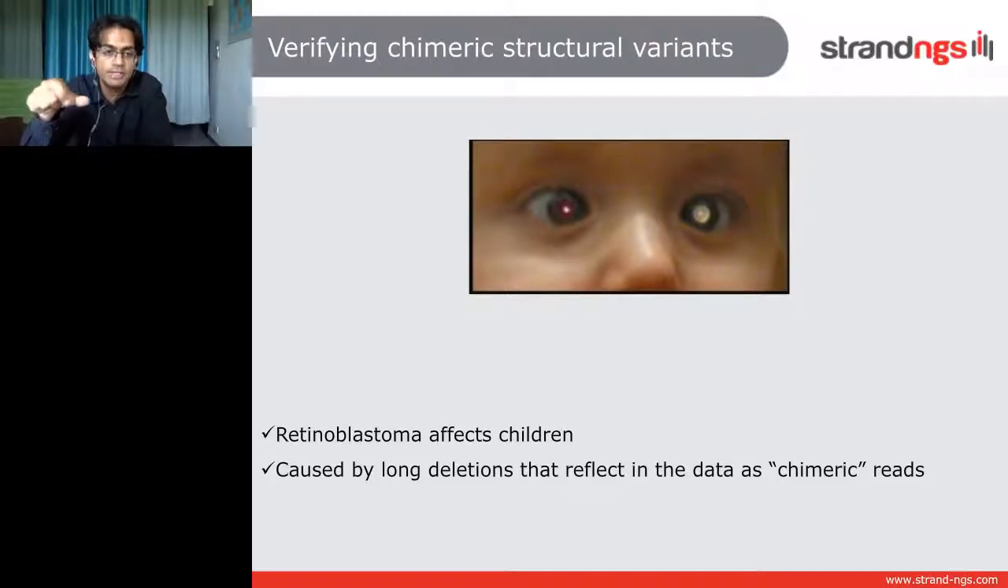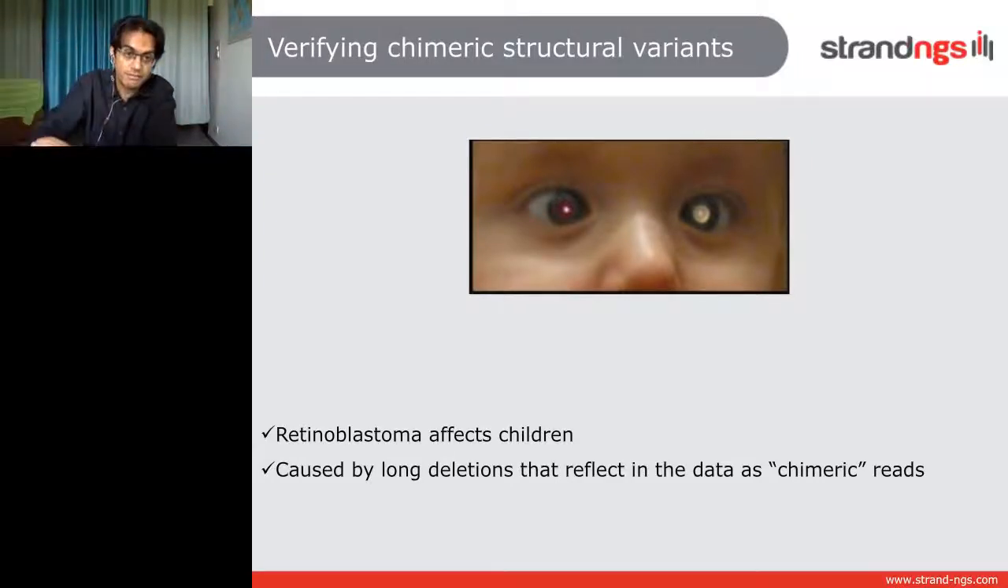And we also happen to know that retinoblastoma is caused by these long deletions, which are, remember, indels. Insertions and deletions together make up indels, and deletions are just one aspect of the indel nexus. So these chimeric structural variants that are responsible for retinoblastoma are actually caused by long deletions.